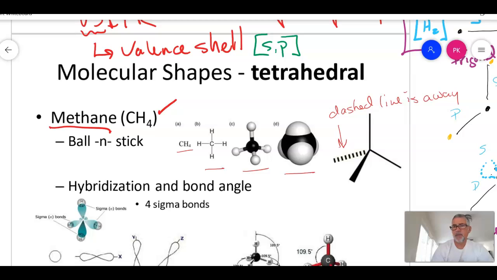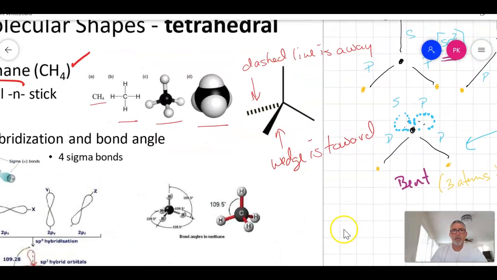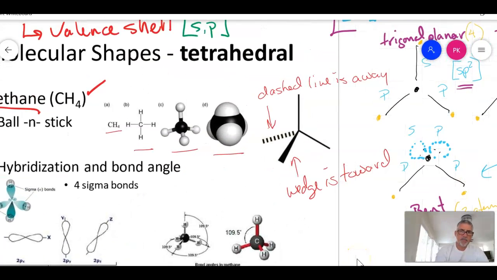The dashed line is away, and the wedge is toward you, so it's meant to give you a 3-dimensional picture, right? All right, so things you need to know. If I have my tetrahedral shape, so this shape was tetrahedral, right?